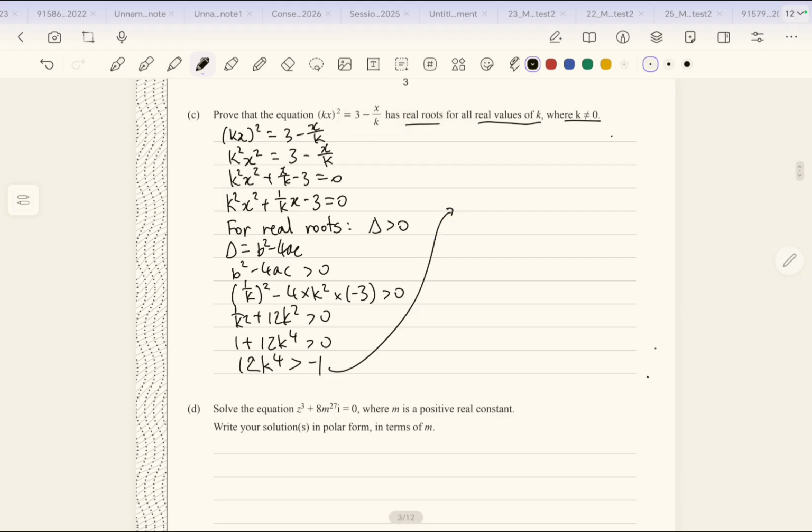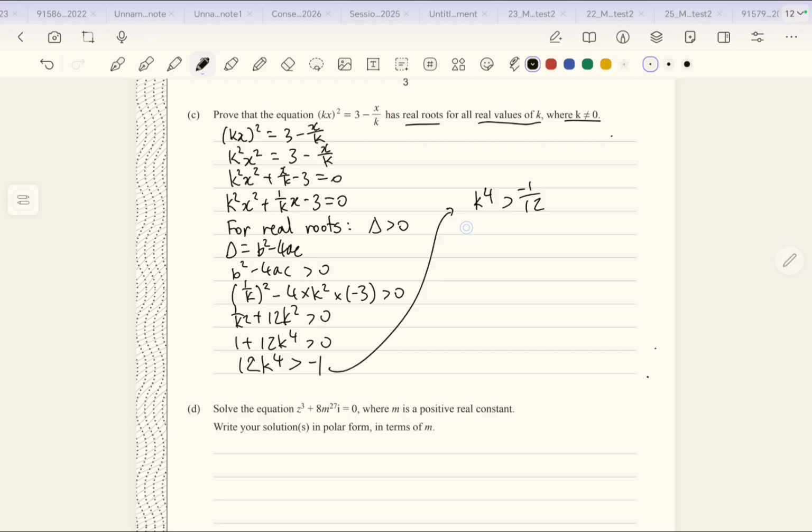K to the 4 should be greater than negative 1 over 12. And now we just need to prove that k to the 4 is greater than negative 1 over 12. So we can say, I'll say it here first. For all real values of k, so positive and negative values of k, and k doesn't equal 0, k squared must be positive, right? Because if k is negative, k squared is positive. If k is positive, k squared will also be positive.